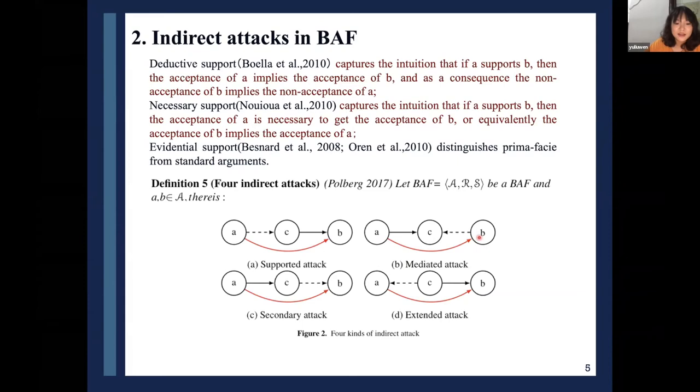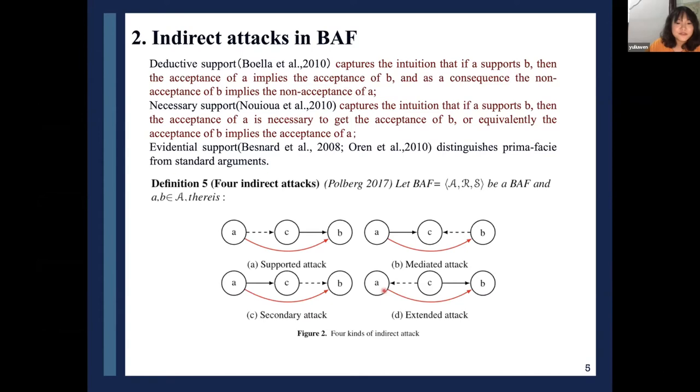Then the secondary attack and extended attack are based on the necessary interpretation. Here we have A attacks C and C supports B. The acceptance of A implies the non-acceptance of C, and the non-acceptance of C implies the non-acceptance of B, so that we add this secondary attack from A to B. And here, with similar inference, the acceptance of A implies the acceptance of C, and the acceptance of C implies the non-acceptance of B, so that we add that A extended attacks B.